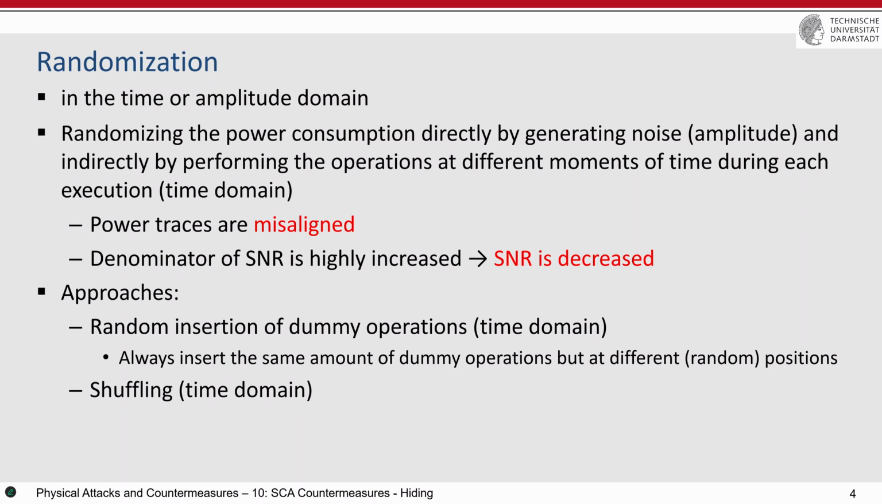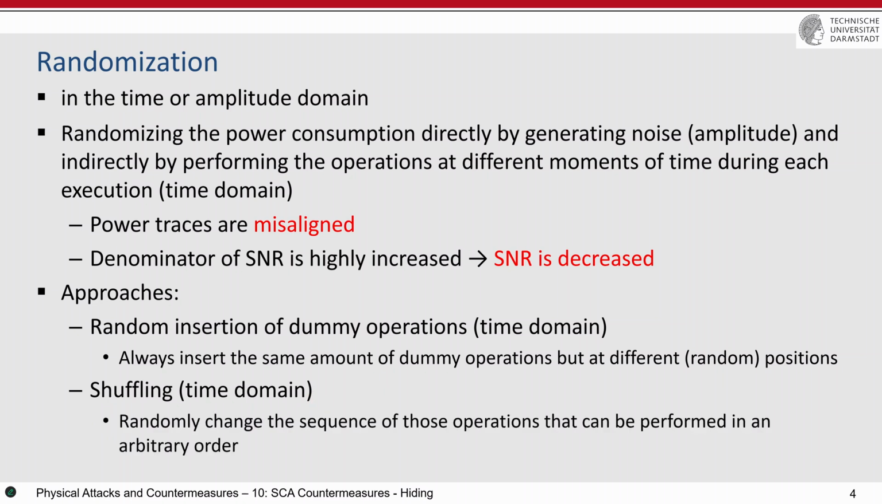Another thing that you can more easily do, with less overhead, because the dummy operations will add to the number of clock cycles that you have, is shuffling. What is shuffling? Shuffling means randomly changing the sequence of operations that do not have any priority over each other. For example, AES.